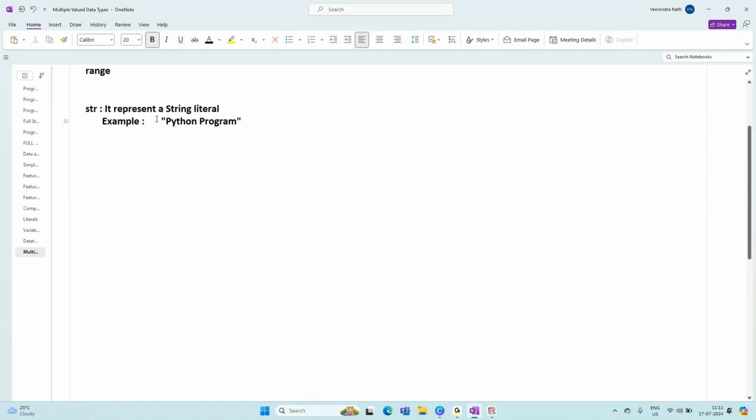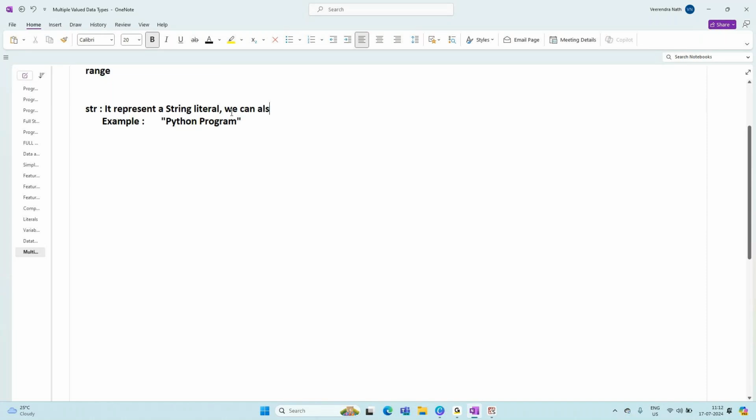Now whenever you are looking at Python program, it is a collection of characters. A collection of characters means a single character is used multiple times. What is the meaning of this? P is a single character, R is a single character, N is a single character, G is a single character, but all the single characters are collected. So that is why it is also called a collection. Okay, it represents a string literal.